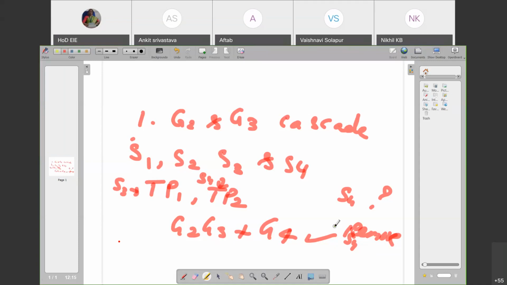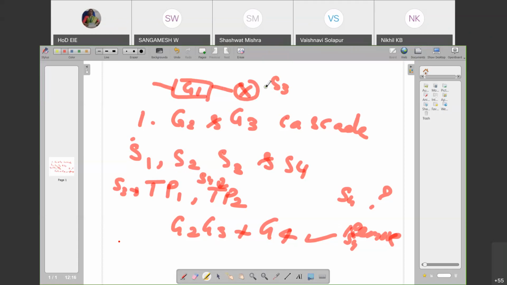Okay, ma'am. According to the diagram, I don't know what H1 is. There is a takeoff point. See, it's like this. S1, S2, in between G2 and G3, ma'am. It was in between G2 and G3. I think I had given it wrong. Then I am referring to some other. Ma'am, then we have to shift it. So we can't cascade G2 and G3, ma'am.